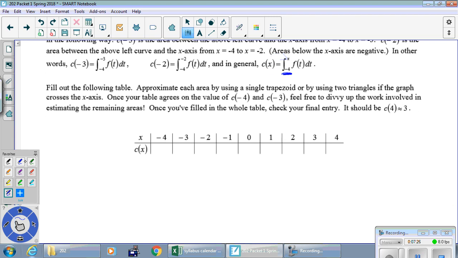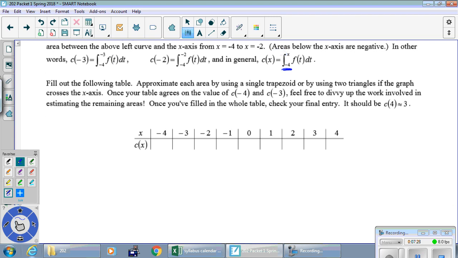Okay, so let's fill in the following table. Approximate each area by using a single trapezoid or by using 2 triangles if the graph crosses the x-axis. Once your table agrees on the value of C of -4 and C of -3, feel free to divvy up the work involved in estimating the remaining areas. Once you've filled in the whole table, check your final entry. It should be C of 4 is approximately equal to 3.